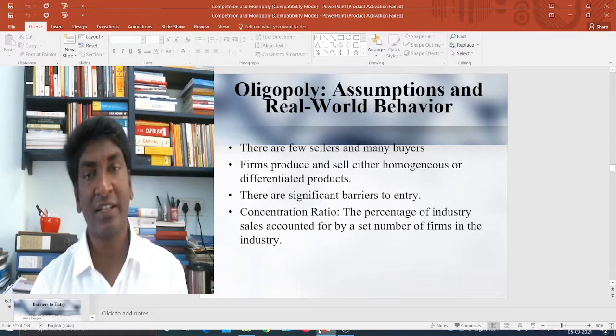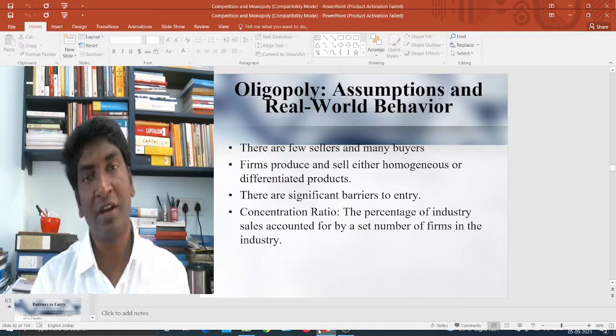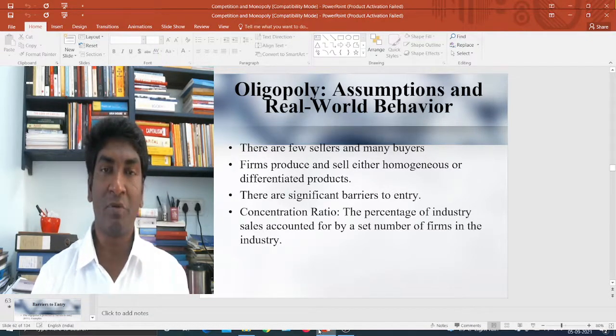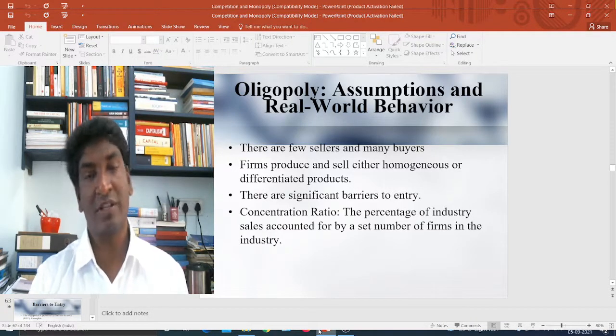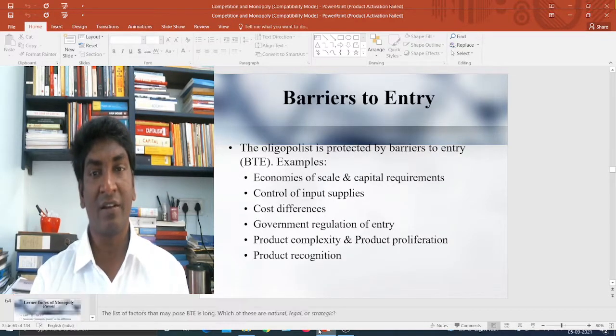So, in that understanding, it is very important to look into the concentration of the industry, which will tell you whether the firm is a powerful oligopolistic firm or a very insignificant kind of firm.